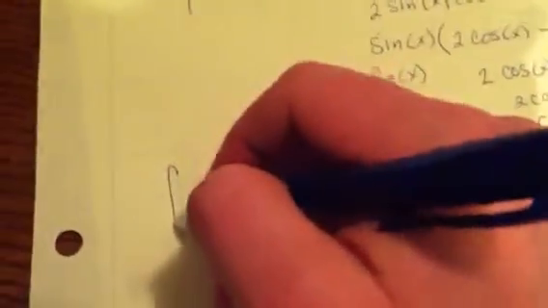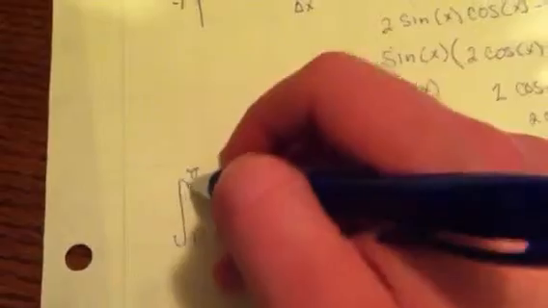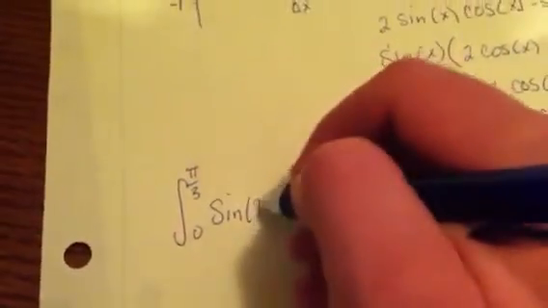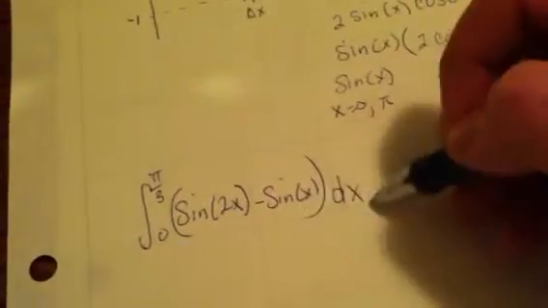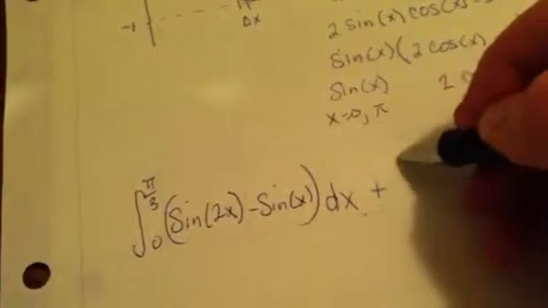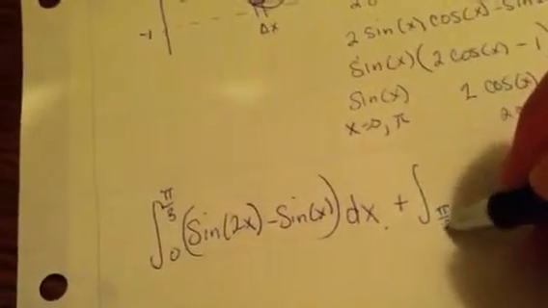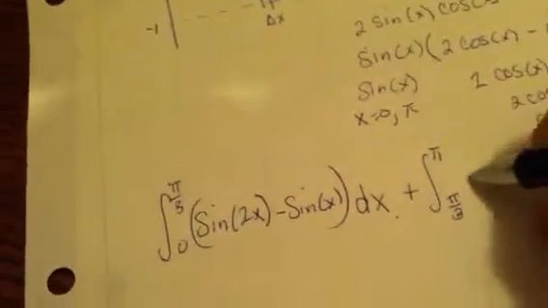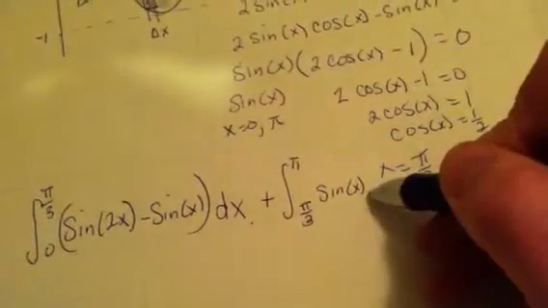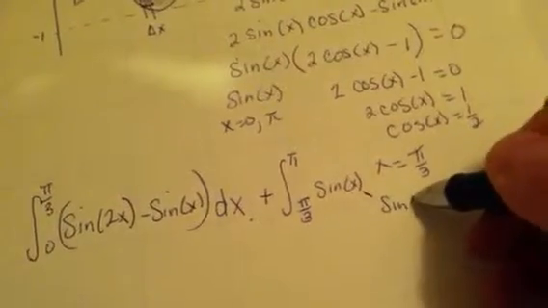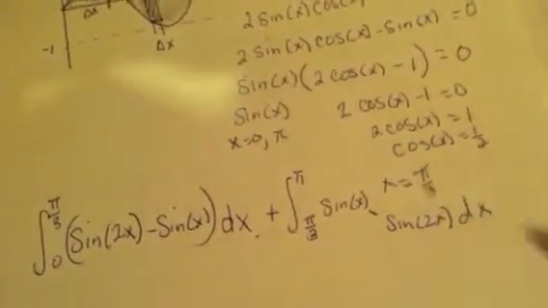So to set up this integral now, we're going to integrate from 0 to pi over 3 of the sine of 2x, because that's our top function, minus the sine of x. Okay, and this is going to give us the height of our approximating rectangle. And then the width is dx. Then we add that to the integral from pi over 3 to pi, where this time the sine of x is the top function, minus the sine of 2x dx.